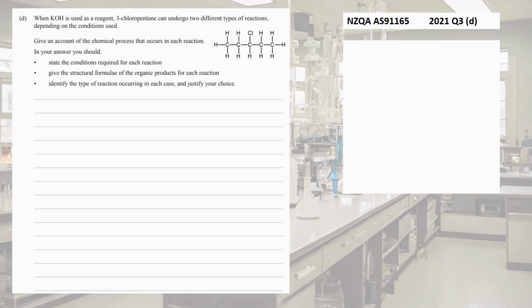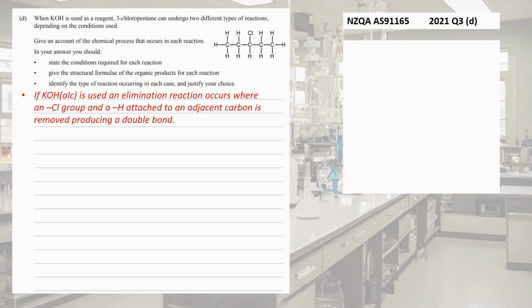Okay, so the first one we might look at here is the elimination reaction. So if I add KOH alcohol, it's going to produce an alkene. So basically you remember that KOH in alcohol does not produce the alcohol. So if it's dissolved in alcohol, it's not going to produce an alcohol, but it's going to produce the other type of reaction that it undergoes, which is elimination.